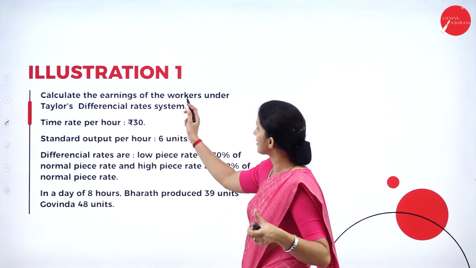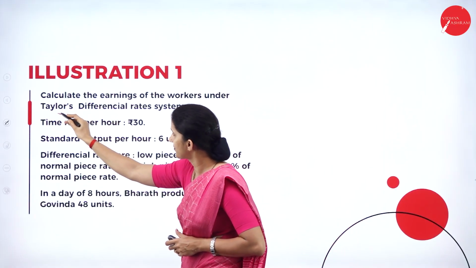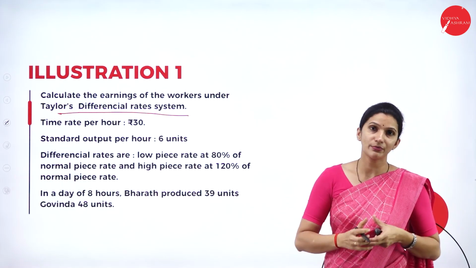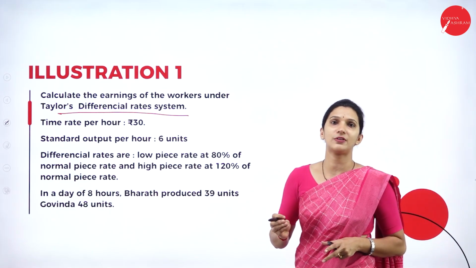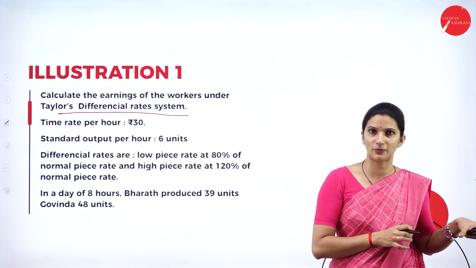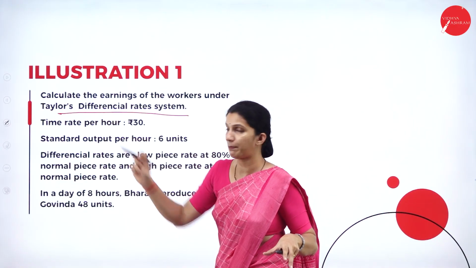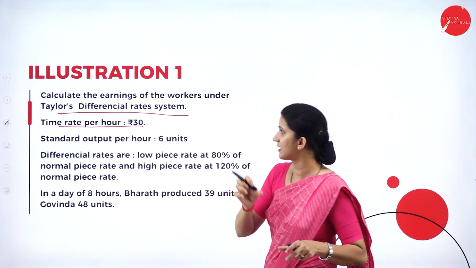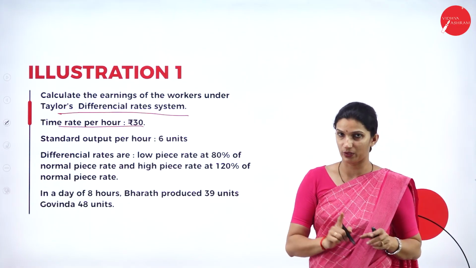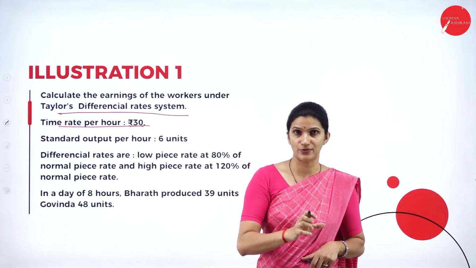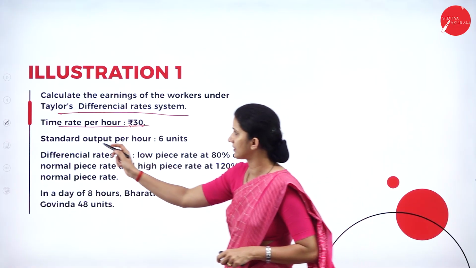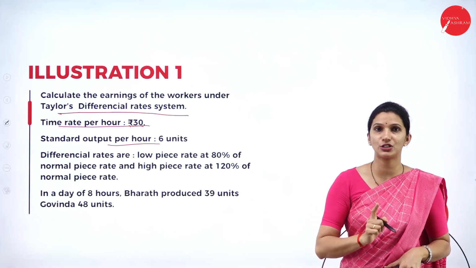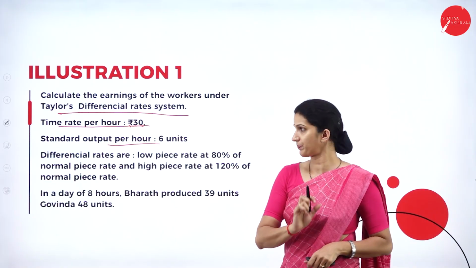So to calculate the earnings of the workers under Taylor's differential piece rate system. So when you have the questions, you need to read clearly which system they have asked you to follow, whether it is Taylor's differential piece rate system or the Merrick differential piece rate system. So here in this question, we are applying Taylor's differential piece rate system. So what is the time rate? Per hour it is 30 rupees. For 1 hour of work, the wages fixed are 30 rupees. And standard output per hour. So in 1 hour, how many units do they need to produce? It is 6 units.